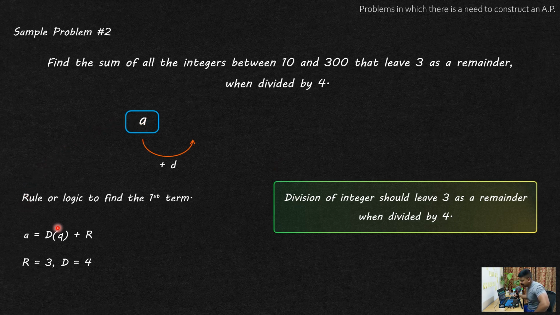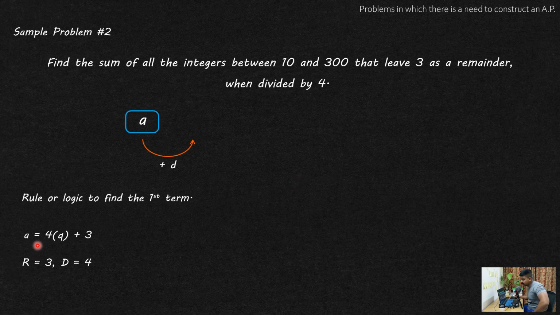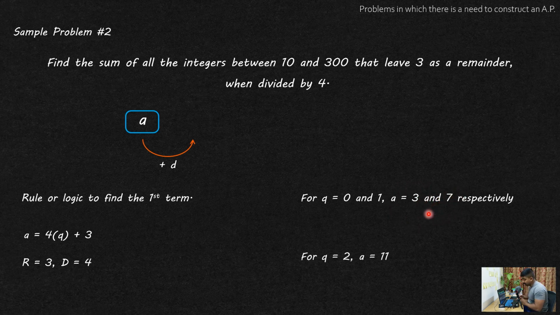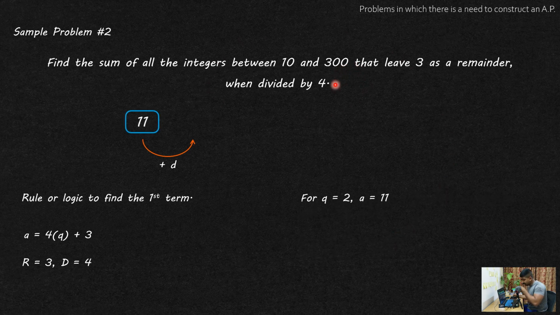So let us substitute the values of R and D. So we have A equals 4Q plus 3. For Q equals 0 and 1, A equals 3 and 7 respectively. But the integers have to be between 10 and 300. So A equals 3 and 7 are not going to be in our list. For Q equals 2, A comes out to be equal to 11. So yes, this is in the range of our given data. So the first term becomes 11.